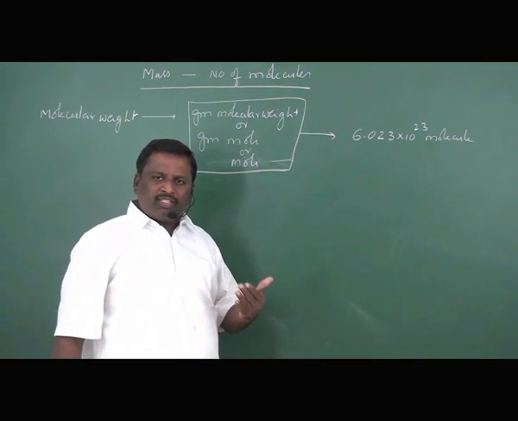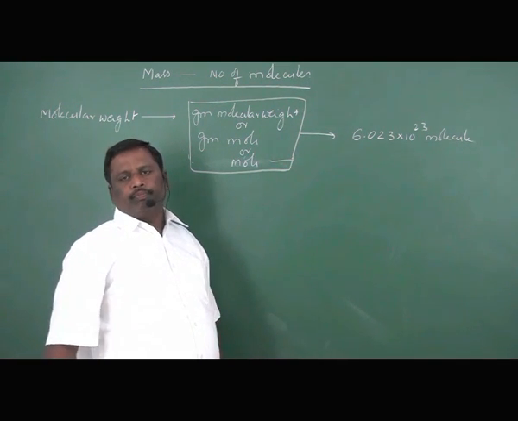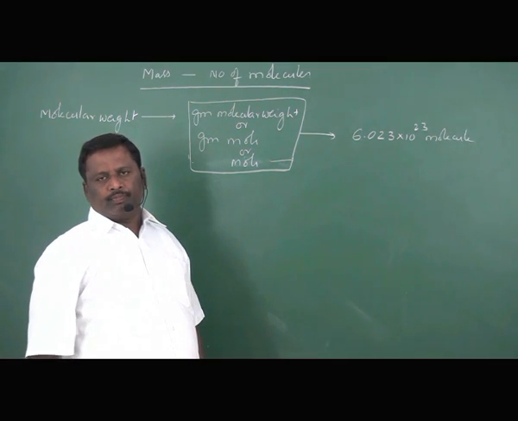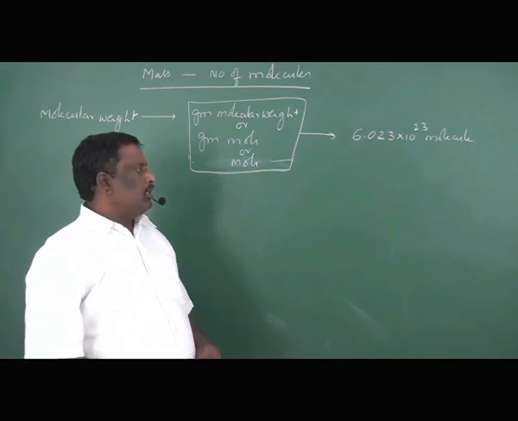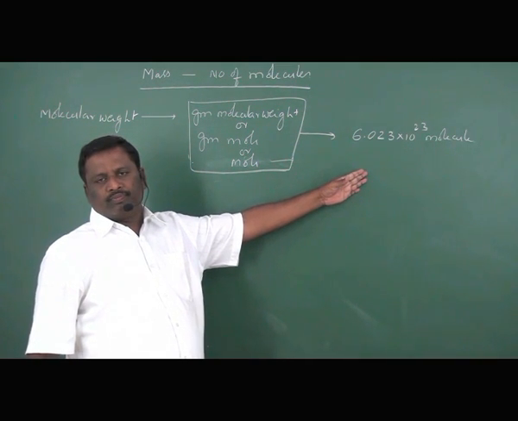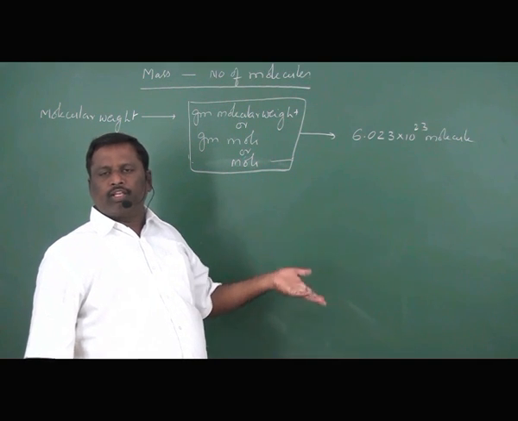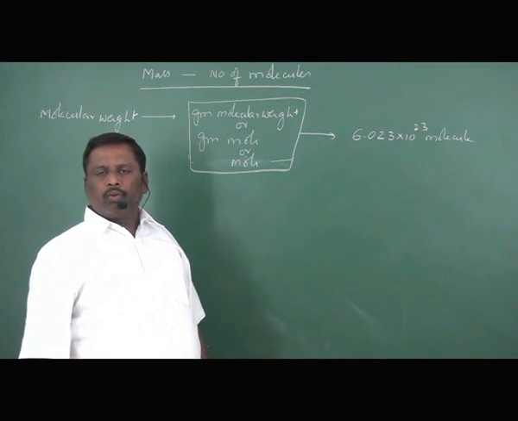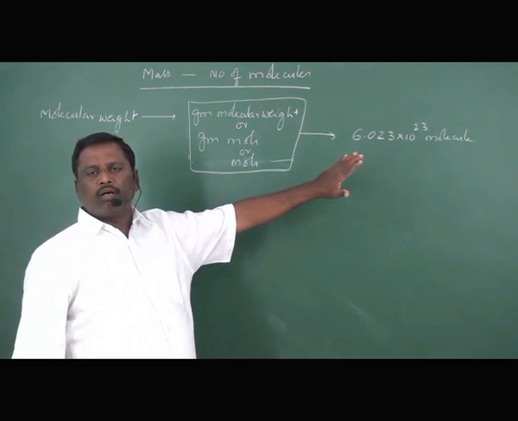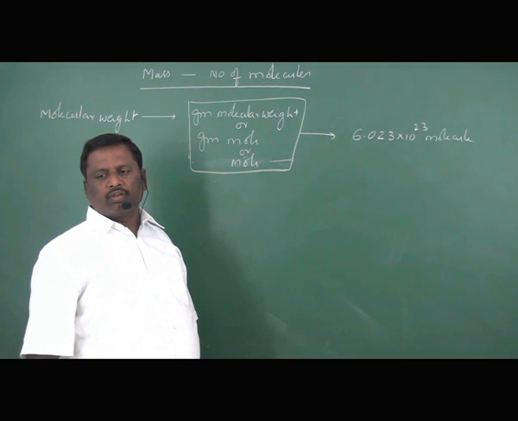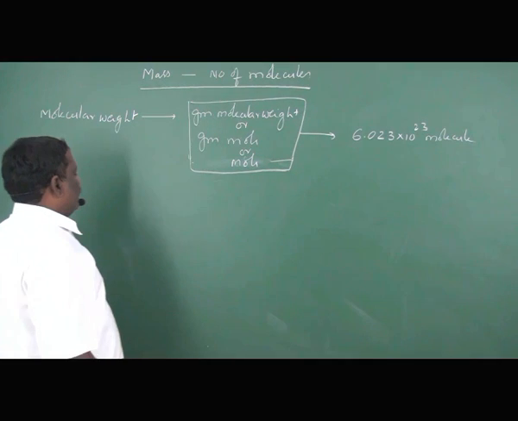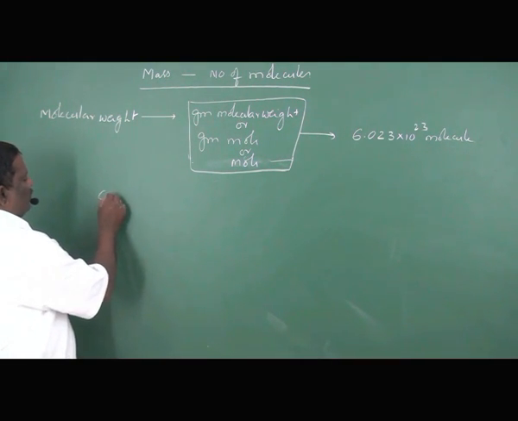If the weight of the substance is given, we already know how to calculate the number of moles present in it. The number of moles into Avogadro number will give us the number of molecules. For number of moles, we know that mass of the substance by gram molecular weight will give us the number of moles, and number of moles into Avogadro number will give us the number of molecules present in the given substance. Now, let us take one problem.